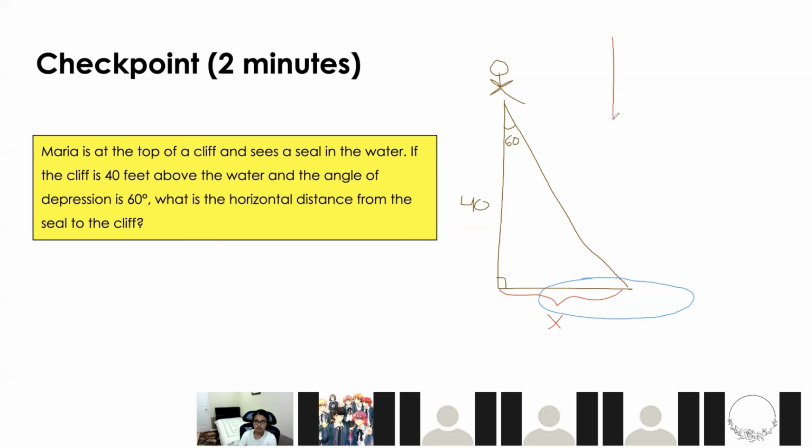Now just redraw the special right triangle here. Side ratios are going to be A is to A root 3 is to 2A.